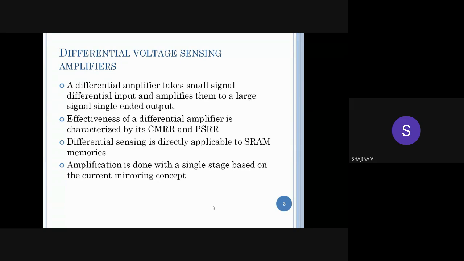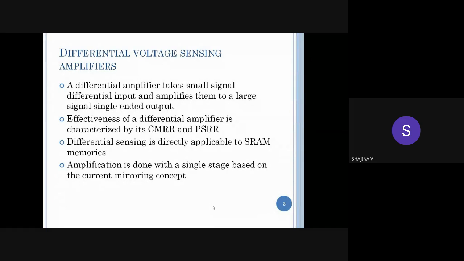Here, by comparing the bit and bit bar line voltages, we are reading the content in the memory cell, right? If the bit line is greater than the bit bar line, we read the content as logic 1.